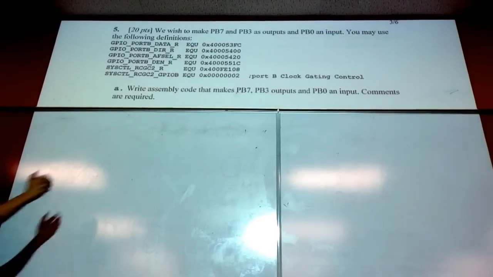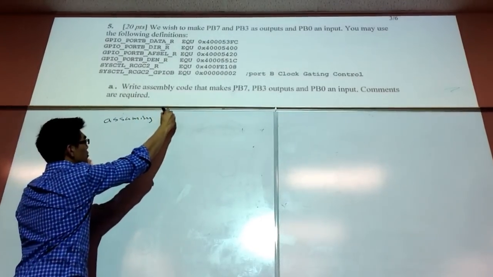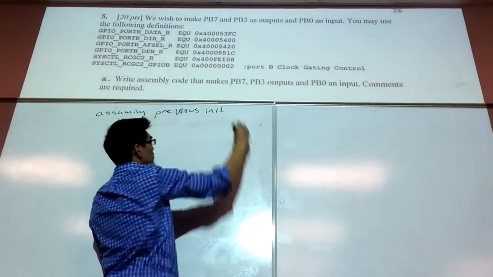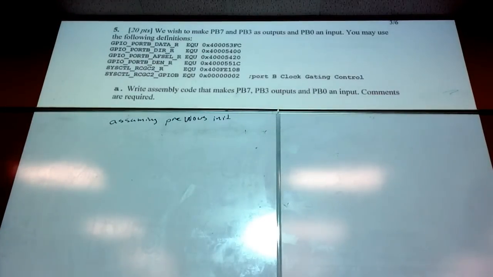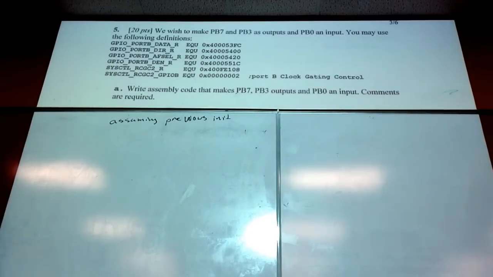Well, what you can do is say, assuming previous initialization, right? Is that going to go over okay? I thought this question's about initialization. Yeah, it is. It's initializing 7. Right, but it says write assembly code that makes PV7 an output and PVO an input, right? So this is ambiguous. You need to initialize them to be output. Do you really want to do more work, or do you want to tell the professor that I was right?